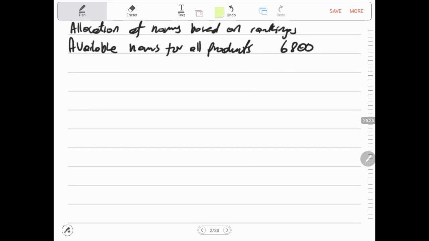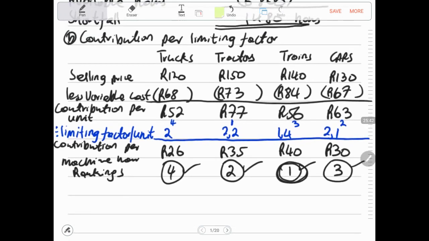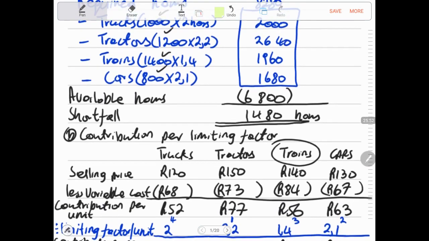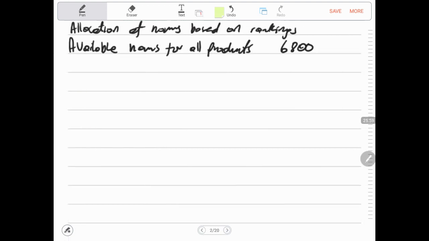Then we need to allocate these hours according to our rankings. Allocate the hours first to the product that is ranked number 1, which is our trains. Our trains are ranked as number 1. Now we start by saying how many hours do our trains want. Our trains require 1,960 hours. So now we say allocation. We are now allocating according to our rankings. Allocation to trains.